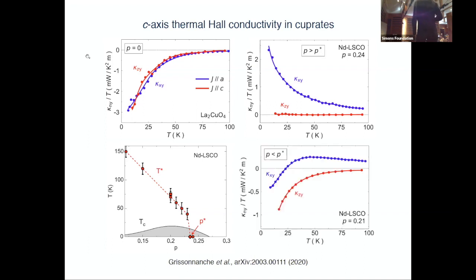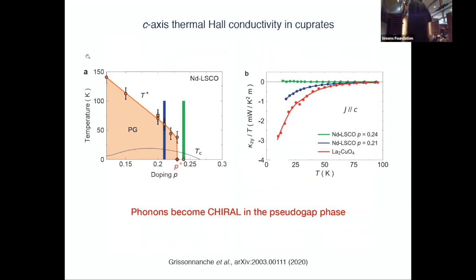Okay, so as soon as you go from 24 to 21, you move inside the pseudo-gap phase, the phonon negative thermal Hall kicks in. So it's really a property of the pseudo-gap phase. So something about the pseudo-gap phase makes the phonons go chiral. Completely new information. Never had that in mind. You still don't understand the mechanism, but it's an extremely interesting observation.